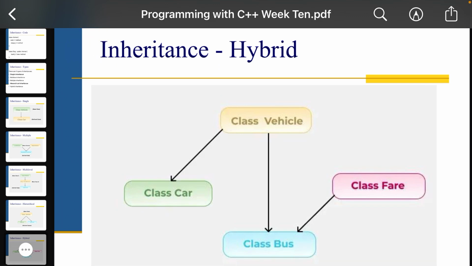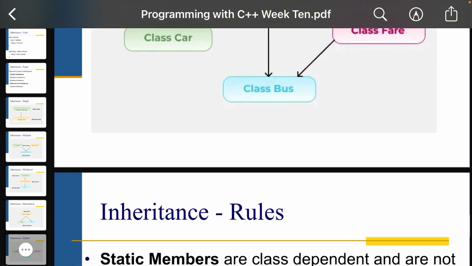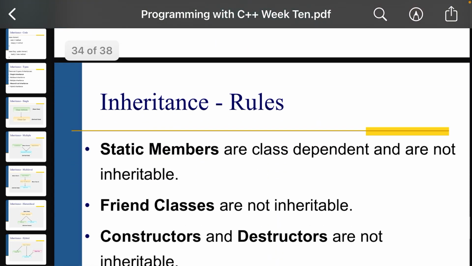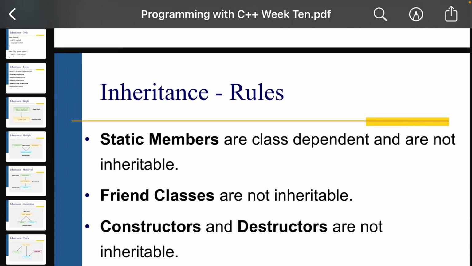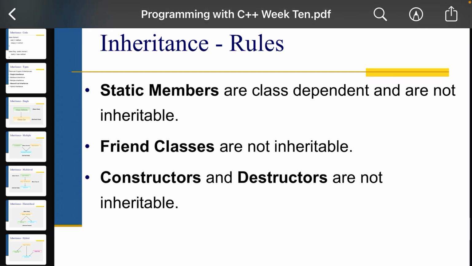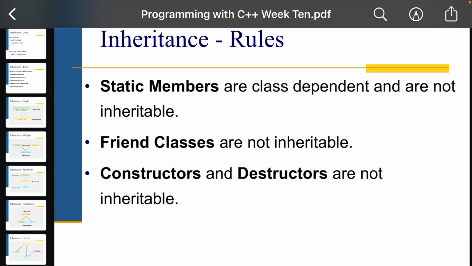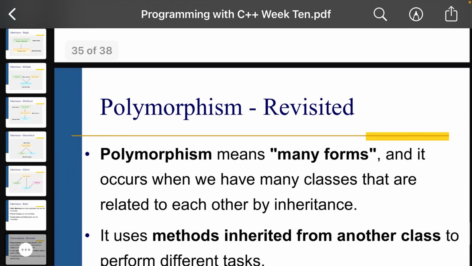And the hybrid, the vehicle can be a car, can be a bus, and it can also be a class Fare, whereby class Fare is from the bus. And then these are the rules for inheritance. Static members are class dependent and are not inheritable. Friend classes are not inheritable. Constructors and destructors are not inheritable.